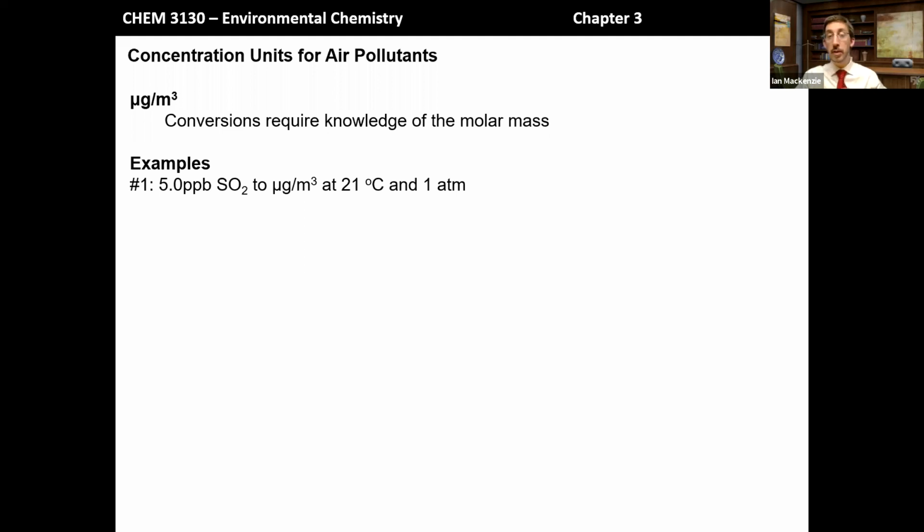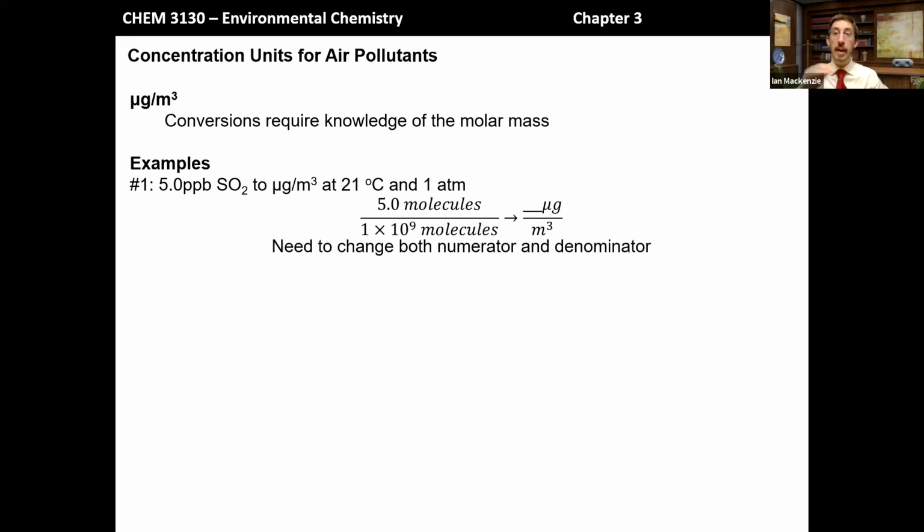So the approach is actually identical to the approach we used previously when doing unit conversions here. We simply take a look at the numerator and the denominator, and then we look at the units for that setup, and then we look at the units that we're trying to get to and just note what needs to change. So here I've got 5.0 parts per billion. So that's 5 molecules per 1 billion molecules of air. And I'm going to a numerator of micrograms per cubic meter. So in this case, both the numerator and the denominator need to change.